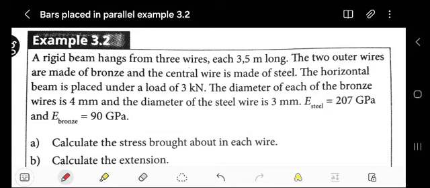Today we're continuing, still under Strength of Materials N5. We're still under compound bars. We'll be dealing with parallel bars, bars that are placed in parallel.